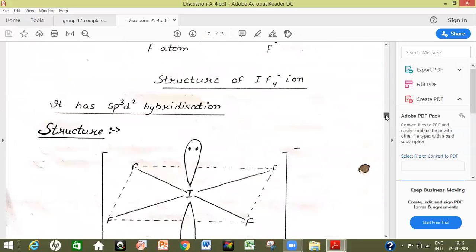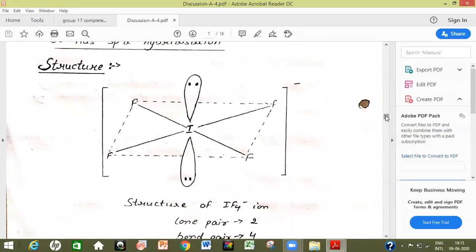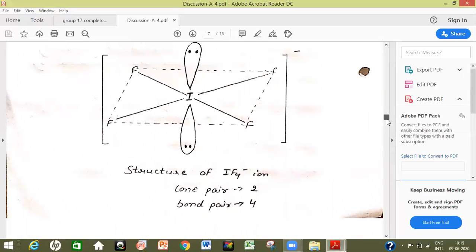IF4 negative, the structure is octahedral hybridization. As all the positions in the octahedral geometry are similar, we can place lone pairs on any two opposite positions to have least repulsions and maximum stability.